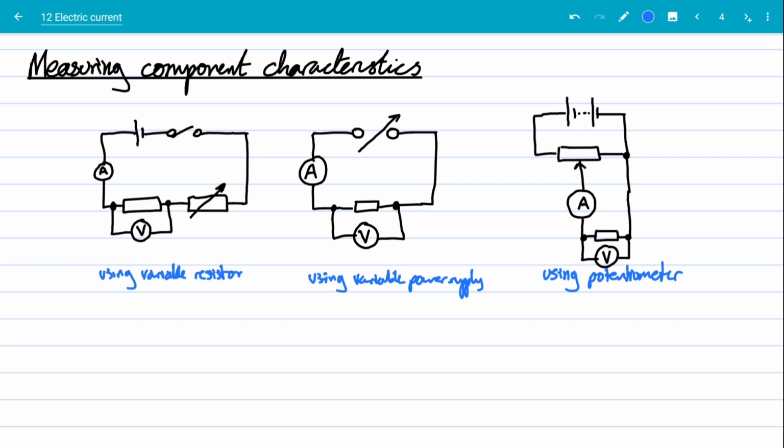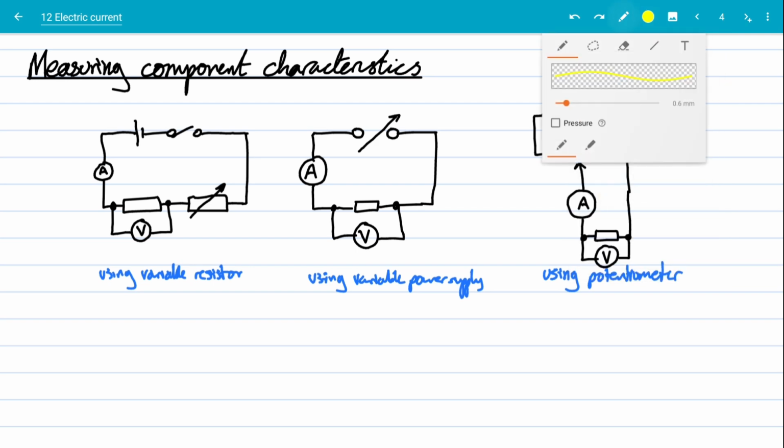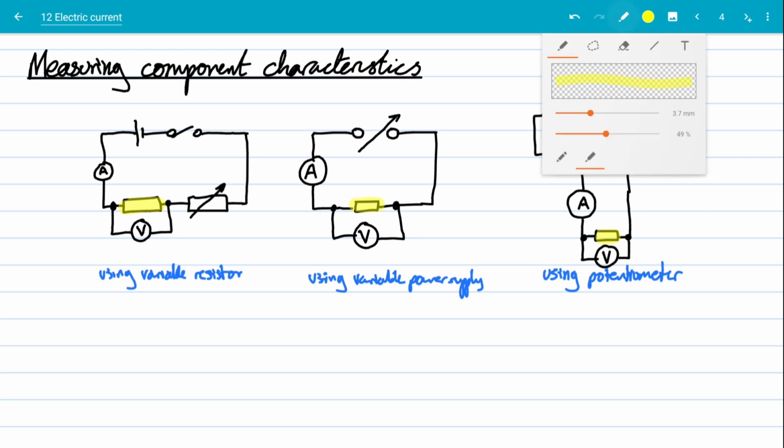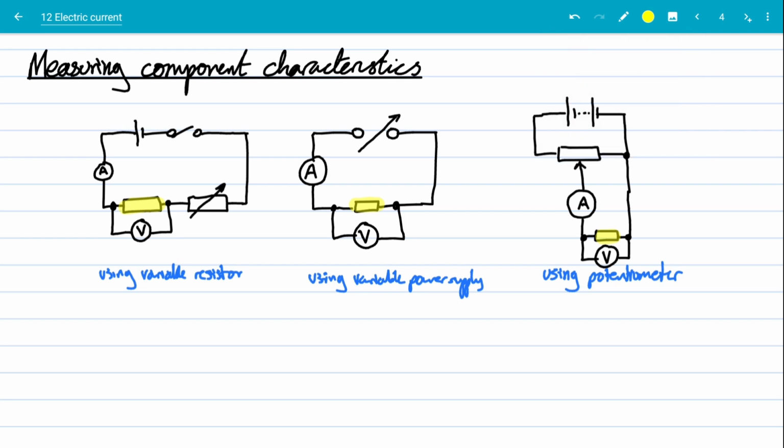Anyway, you can use these to measure resistance of a component. You just stick the component between the two terminals of the voltmeter, so where the fixed resistor is in each of these circuits. You just connect the component in there, and you can read off the potential difference across it and the current through it, and then use R equals V divided by I to calculate the resistance. That's a very straightforward thing to do.